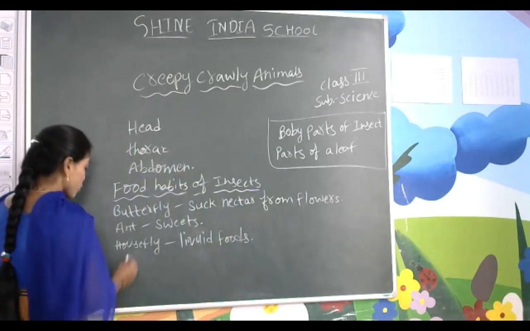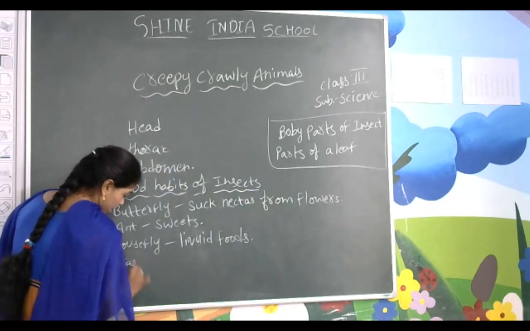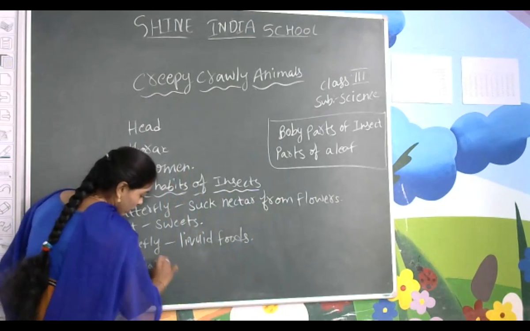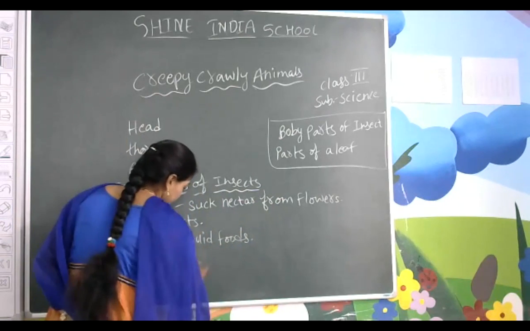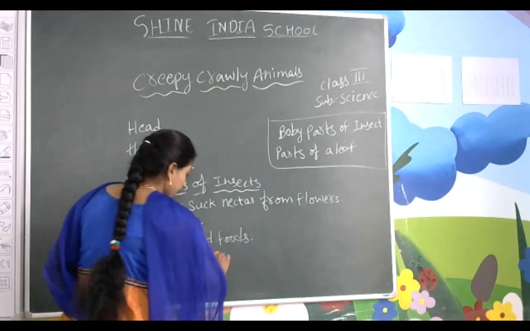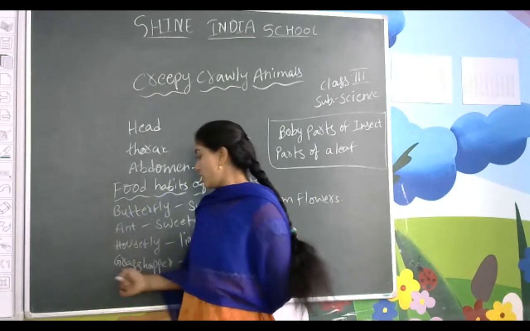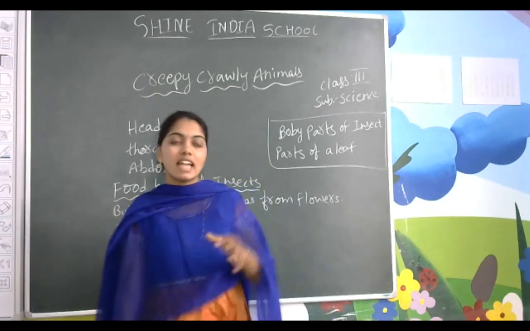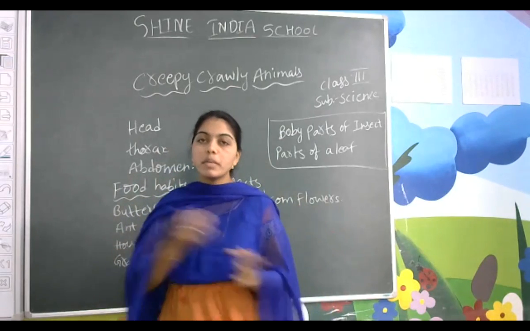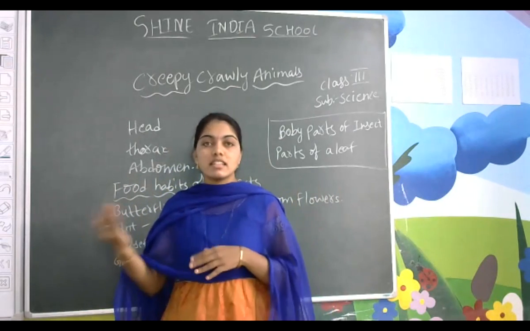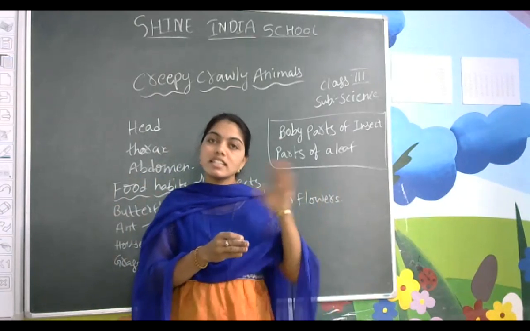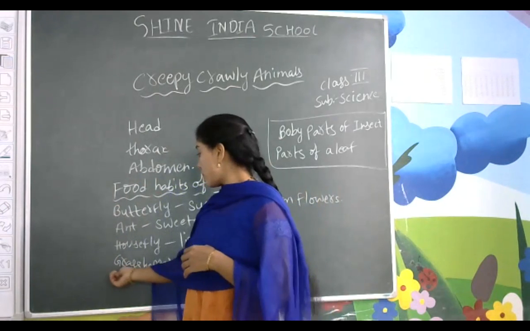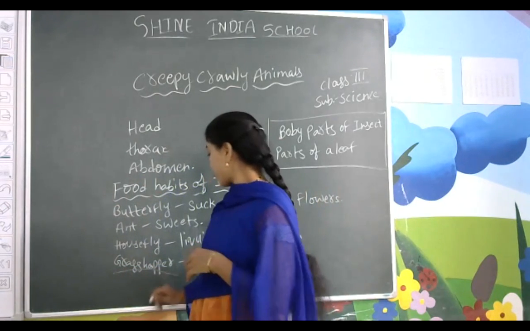And next one, grasshopper. Grasshopper will eat grass. The name itself has grass in it: grasshopper means it will be hopping in the grass. Hopping means jumping from one place to another in the grass. The color is also green, so the grasshopper will eat grass.